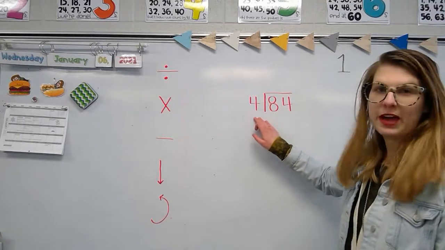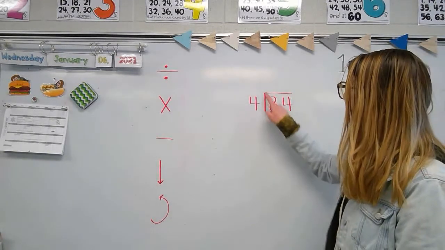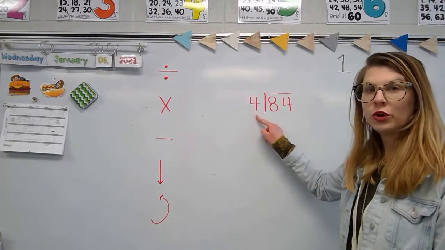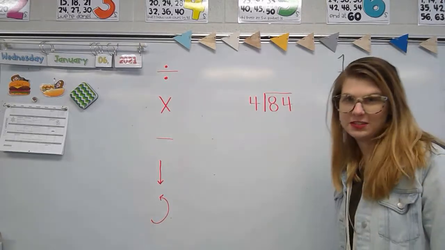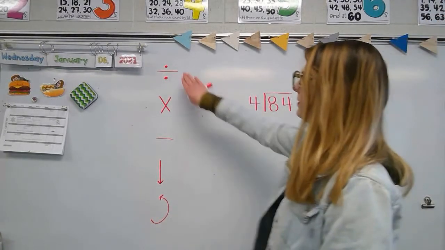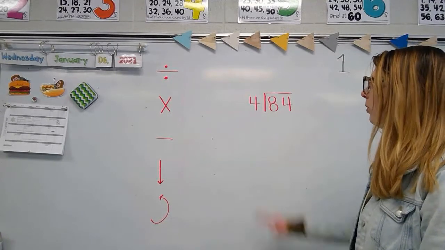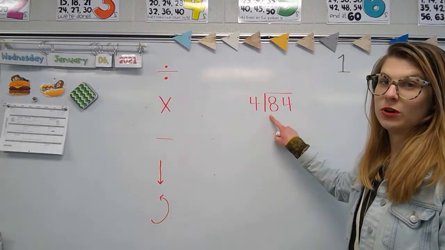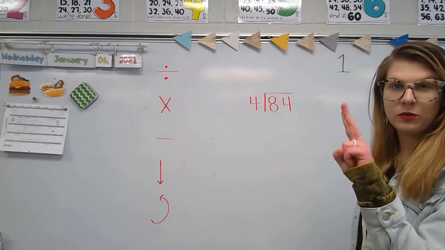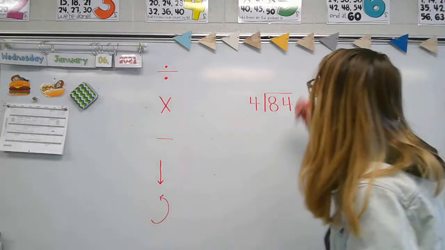84 divided by 4. 84 is the whole number that we're starting with, and it lives inside of the house. We're going to be breaking 84 into 4 groups. So 4 is the divisor knocking on the door. Let's start with step 1, divide. We're asking ourselves, how many times can we pull groups of 4 out of the number 8? 4, 8. When I skip count by 4s, I can get to the number 8 by doing 2 groups of 4.